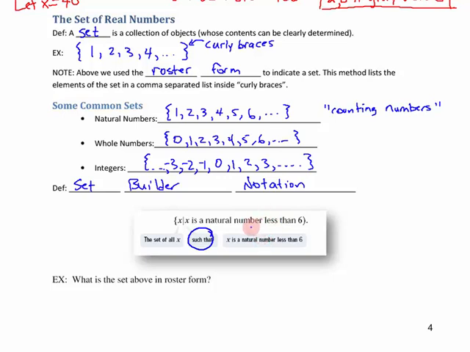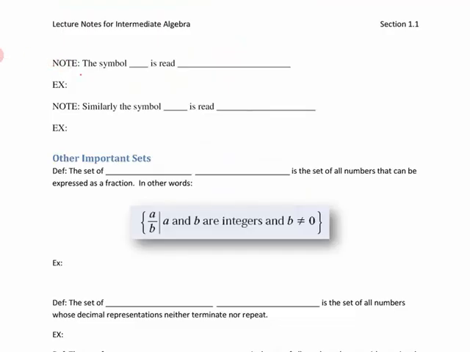Now this is a particular example where we have described the set that could actually be described by roster form, right? What set of numbers is this? What is a natural number and less than 6? Clearly those are the numbers 1, 2, 3, 4, and 5, and it stops. It does not go on forever. So this is a finite set of numbers.